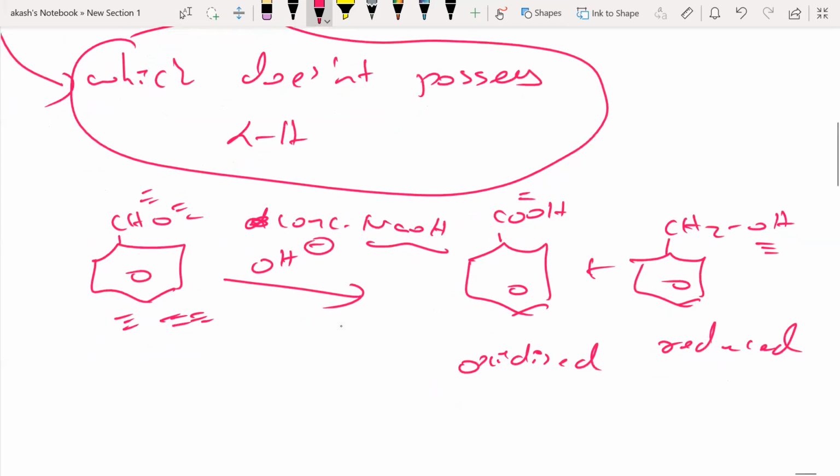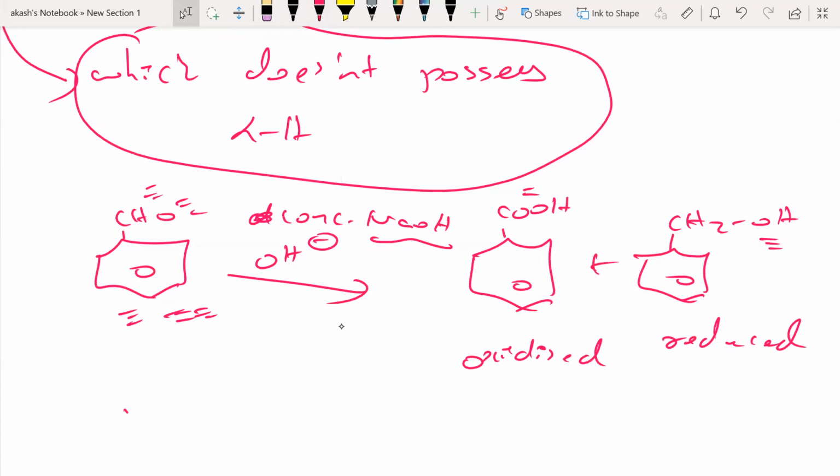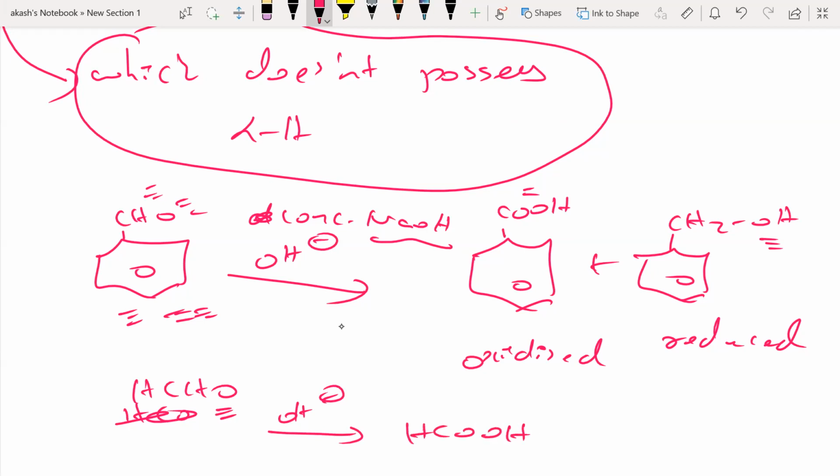Now this is an example. I can have another example where this is HCHO. HCHO again doesn't have any alpha hydrogen. So when I put OH minus, what is going to happen? This will get oxidized, that will get reduced. The oxidized product is HCOOH, and the reduced product is CH3OH. That's it. Disproportionation reaction. So this is what is called the Cannizzaro reaction.